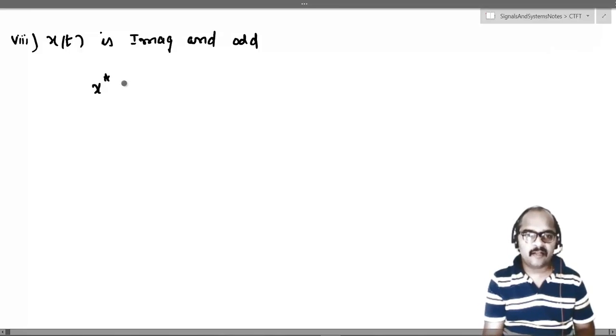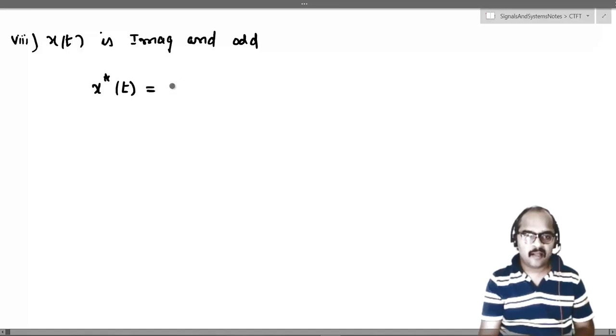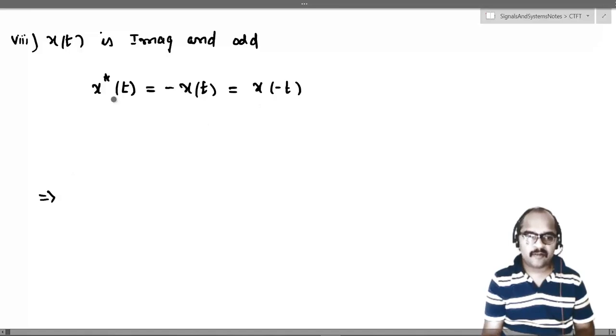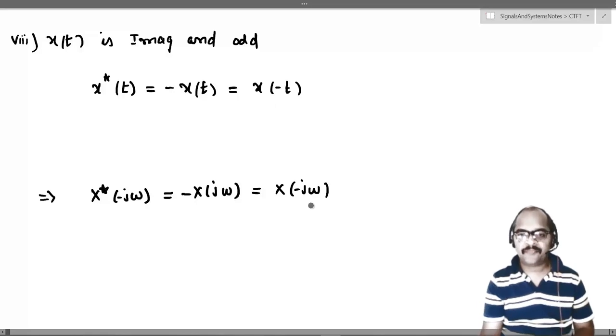So what does it mean? It means x star of t should be equal to minus x of t, and it is odd, meaning minus x of t should be equal to x of minus t. So in the frequency domain, what happens here? X star of t will have x star of minus j omega, which is equal to minus x of j omega, which is equal to x of minus j omega. X of minus t will have x of minus j omega, minus x of t will have minus x of j omega, and x star of t will have x star of minus j omega.